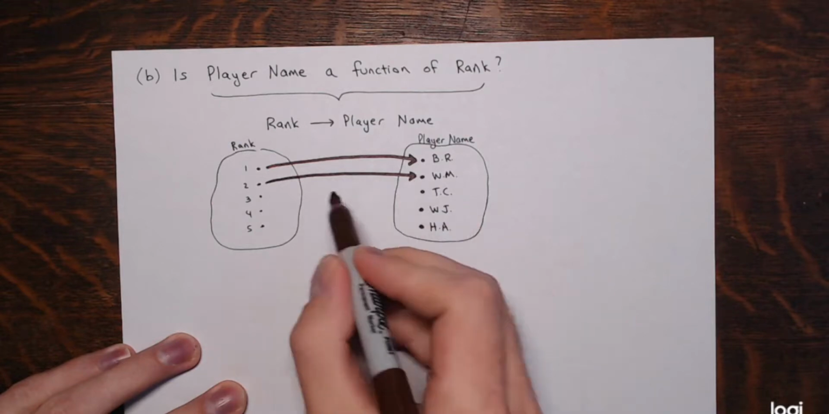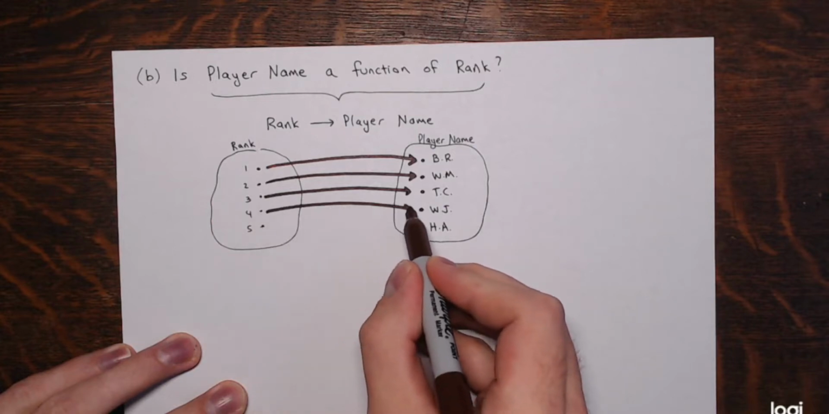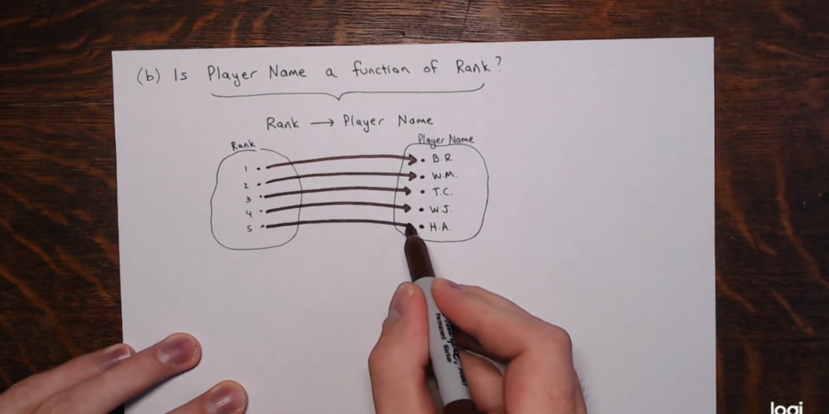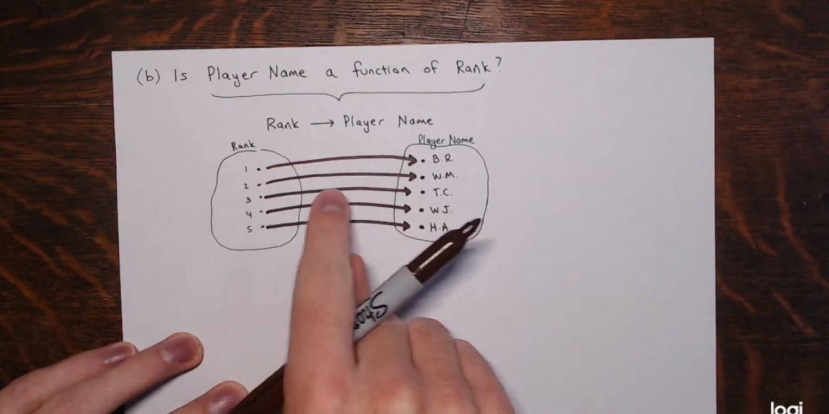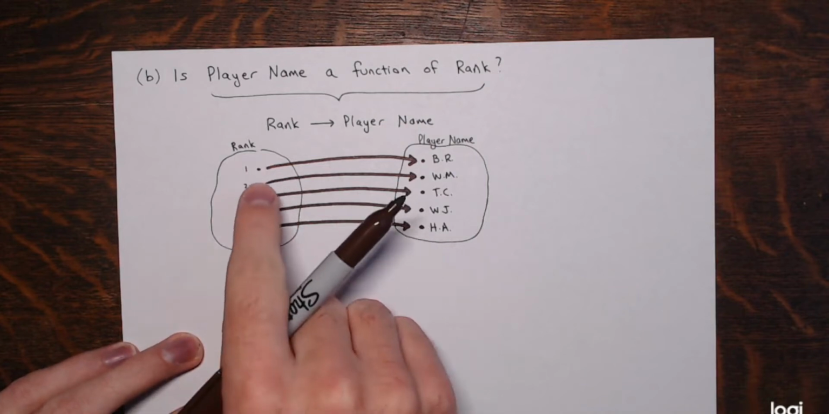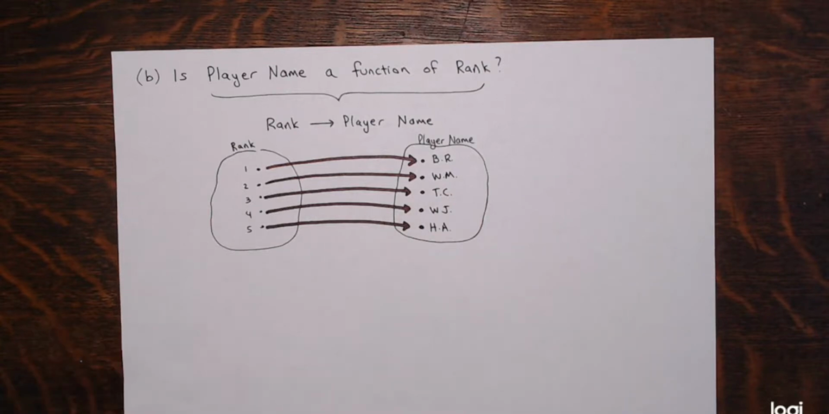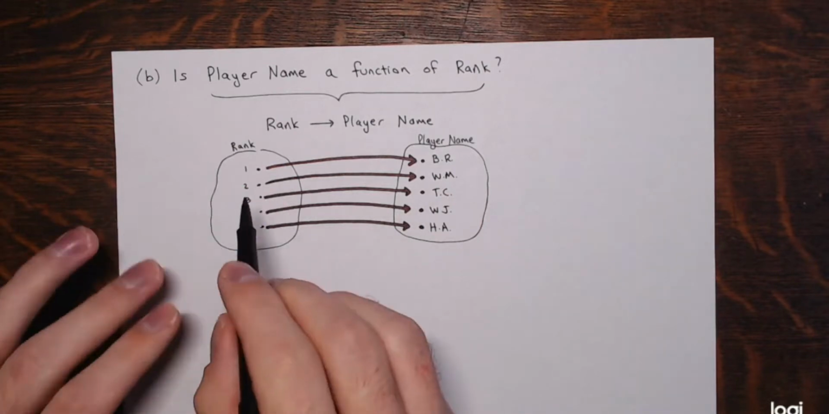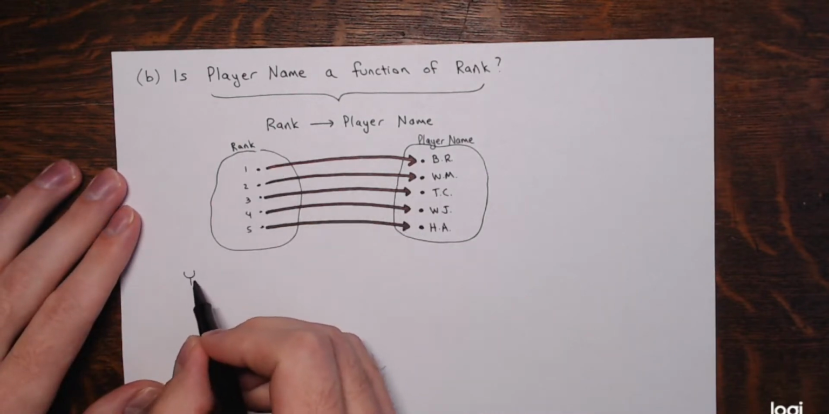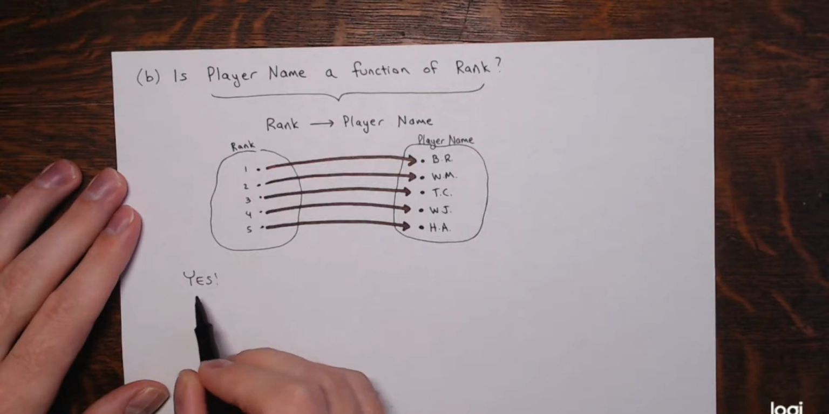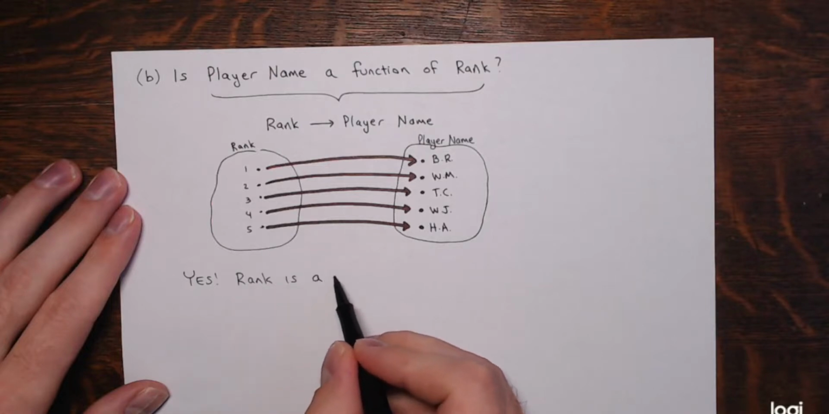The rank of 3 pairs with Ty Cobb. The rank of 4 pairs with Walter Johnson. And the rank of 5 pairs with Hank Aaron. And notice again, there's only one arrow coming off of all these ranks. Each rank is paired with exactly one player name. So because each rank is paired with exactly one player name, then the answer is yes again.